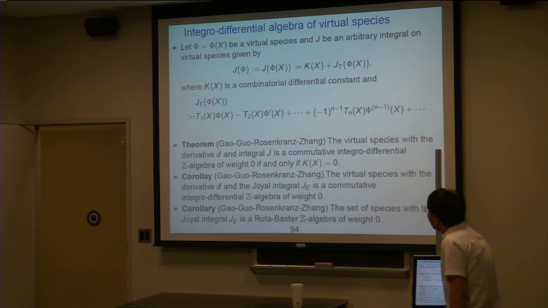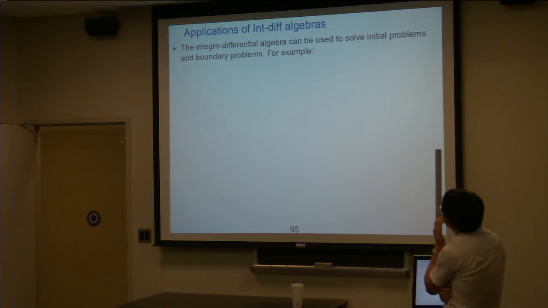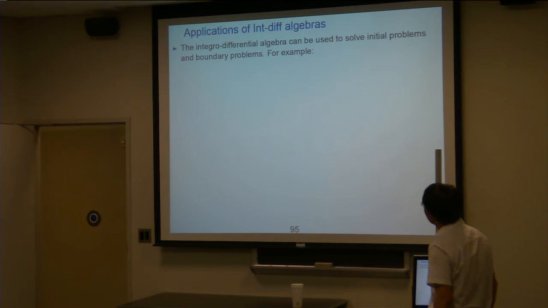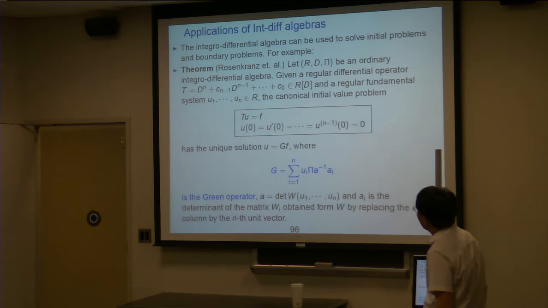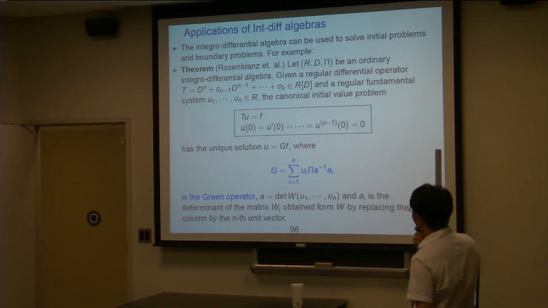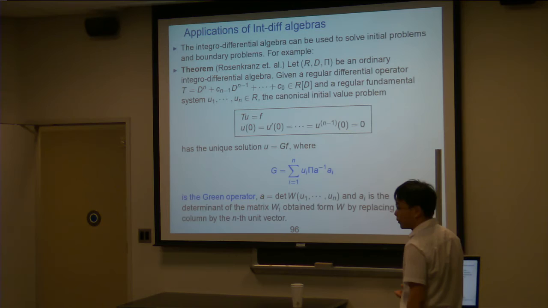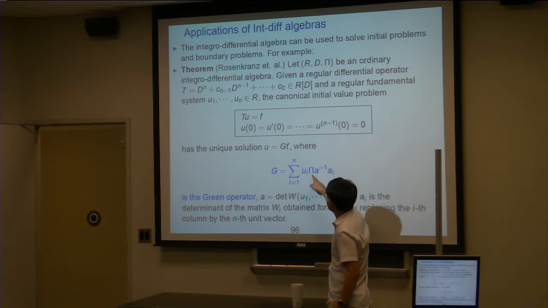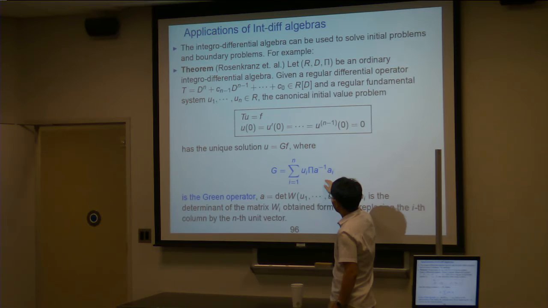Now, applications of integral differential algebras. Integral differential algebras can be used to solve initial problems and boundary problems. For example, this is the initial problem. And we can use the integral differential algebra to give the Green operator in this form. Here u_i are just some functions, a is a function, a inverse is a function, and here is the integral. We view these functions as function operators. This is the integral operator. So this is an element in the operator ring. This is the Green operator.